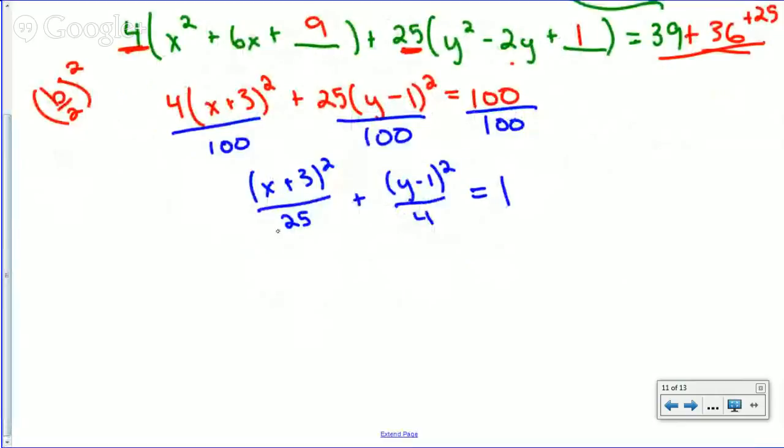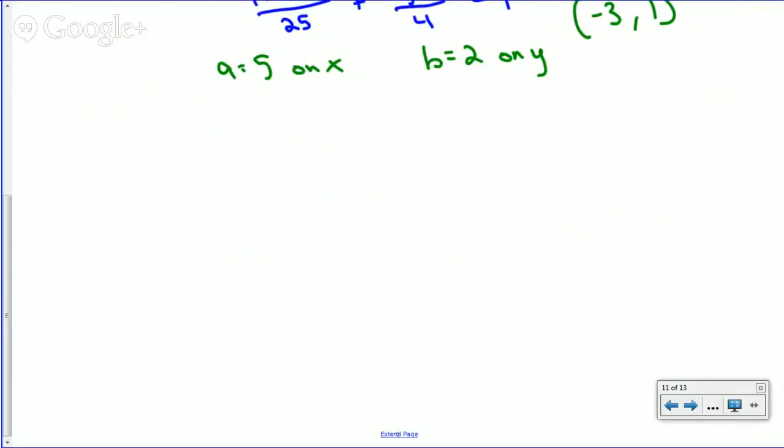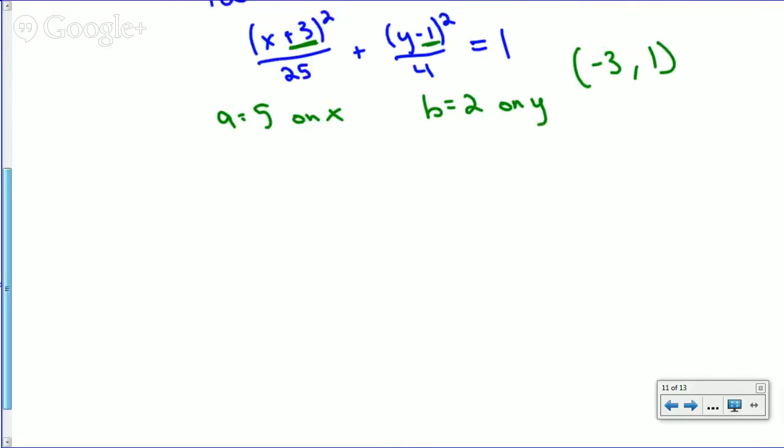Here's my longer one right here. So I know that a is 5 on x, and b is 2 on y. And my center is at negative 3, 1. I got that from here and here. Remember, again, it's the opposite of what they look like. So then we'll take this and just graph it.